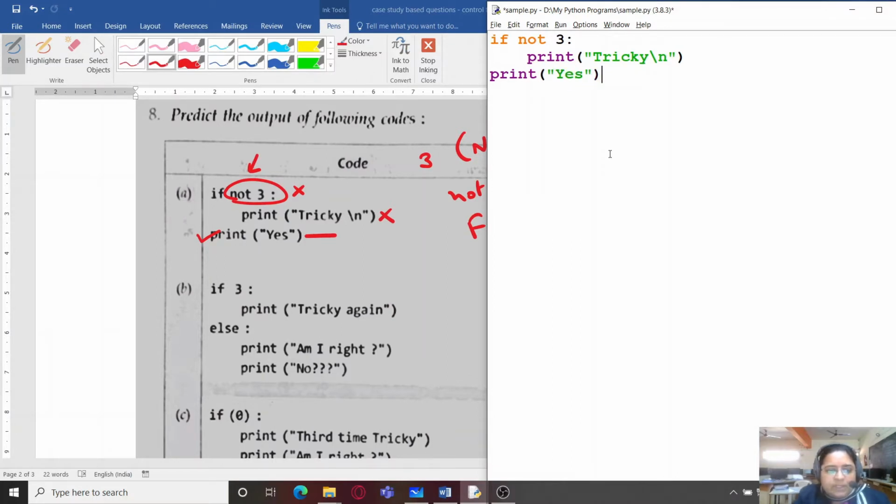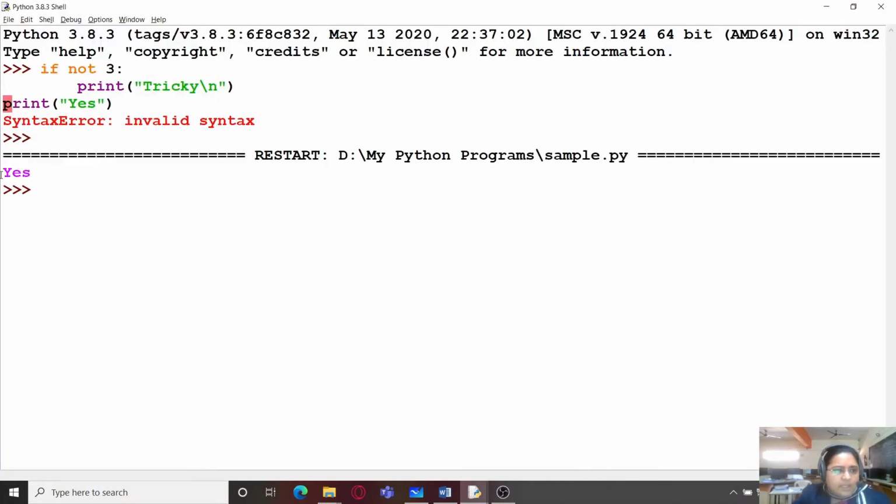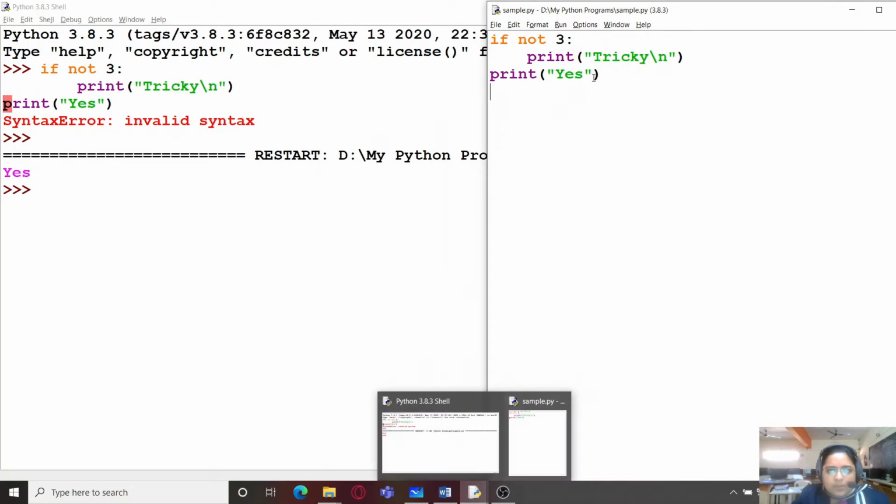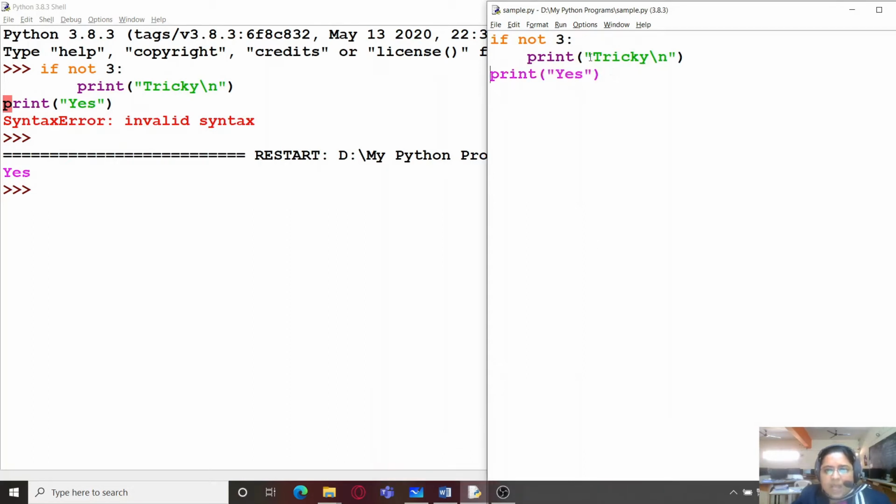So the best thing to do is first do the dry run and analyze the output of the question, and then to verify your answer you can type the code in Python and check its output. So that's one of the ways in which you can check or evaluate your assessment. Now we will be running this code and we are getting the answer yes over here. So yes was the line which was out of the scope of the if statement, and that shows that tricky was not printed. Why? Because this condition was evaluated to be false.